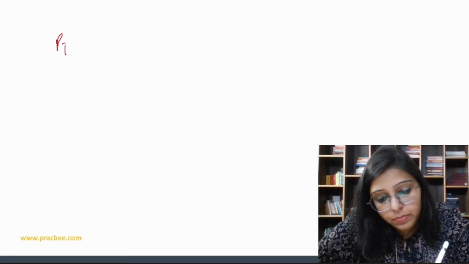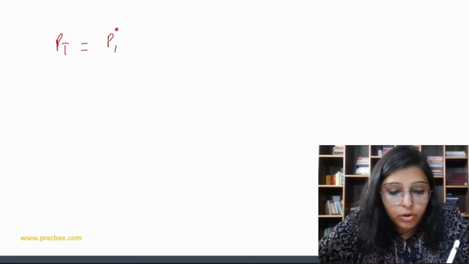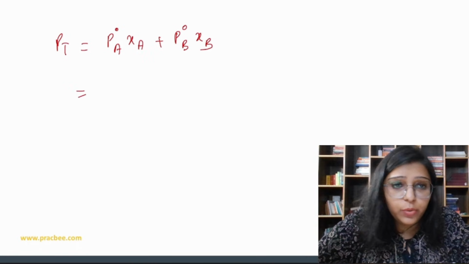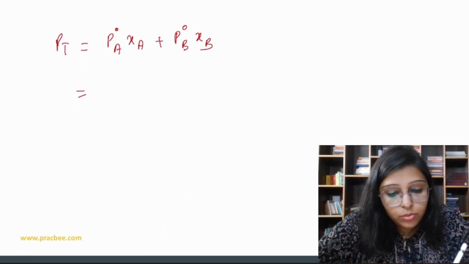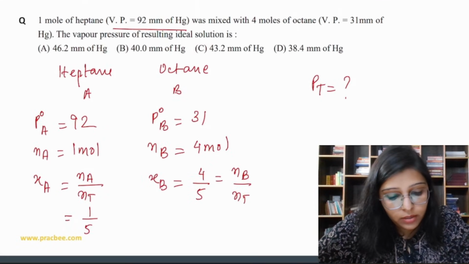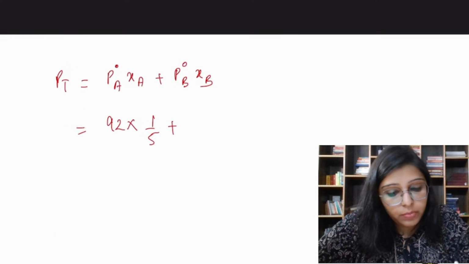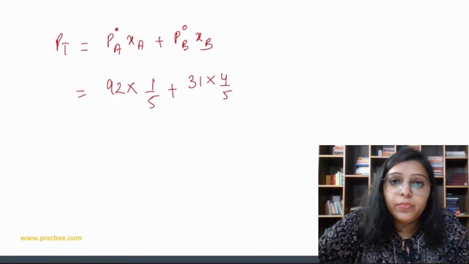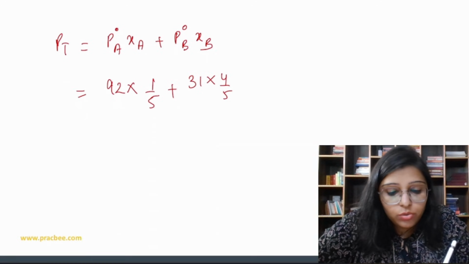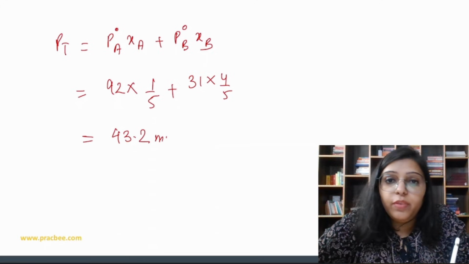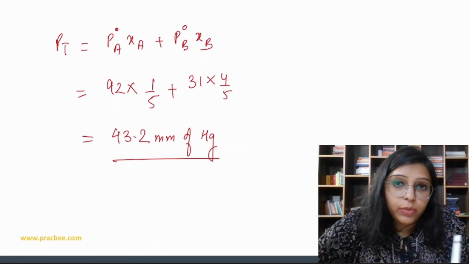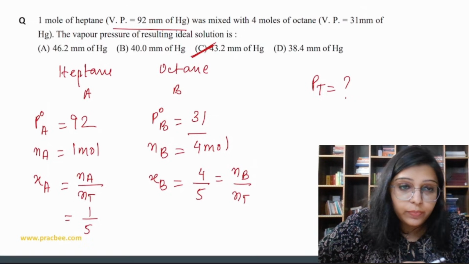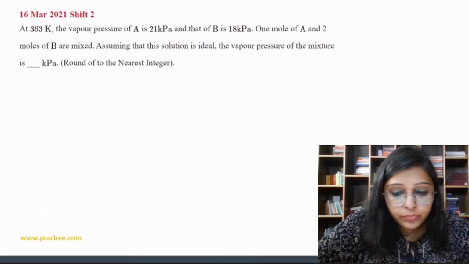So now how to solve this? Pt is equal to P naught A XA plus P naught B XB. So we have all the values. Let's put it. P naught A is 92 into 1 upon 5, and P naught B is 31 into 4 upon 5. Once you solve this, you get 43.2 mm of Hg. So the answer is option number C. Now let's do the next question.